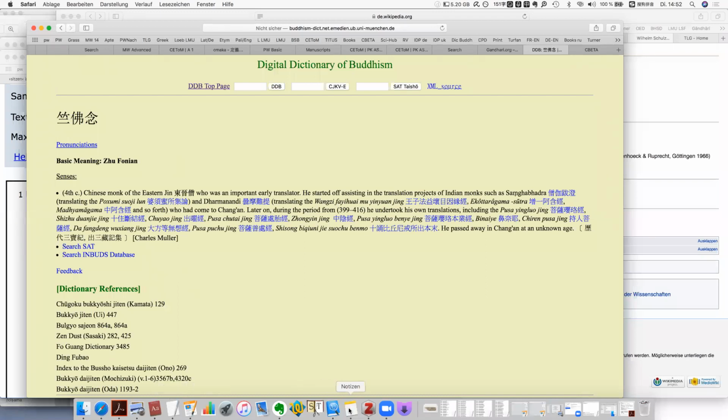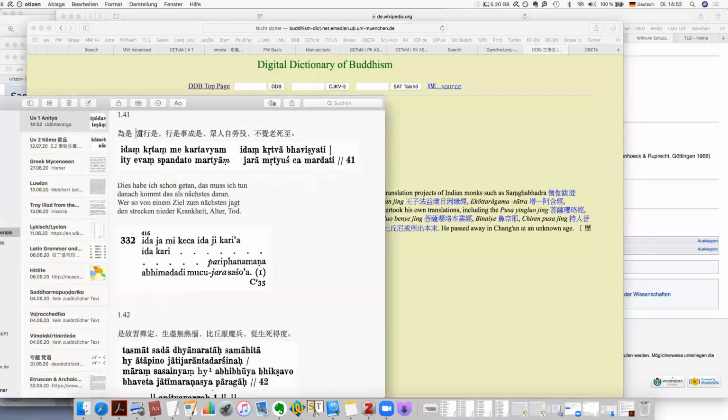So 为是 is like idam kritam. And 行事是成事. Wow, that's a little bit complicated. So let's move on to the next verse. Itievam spandato martiam. So this is the description of such a man.